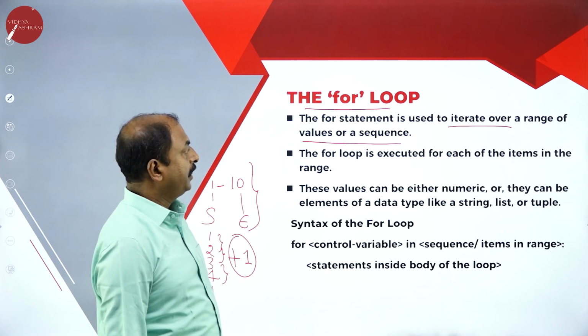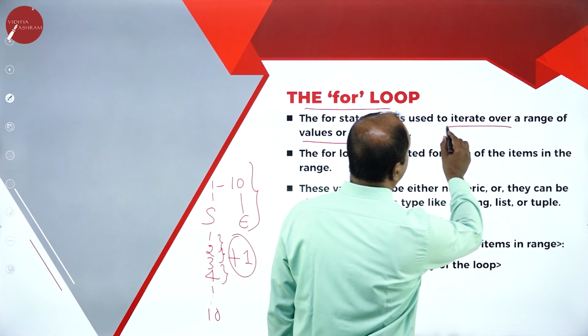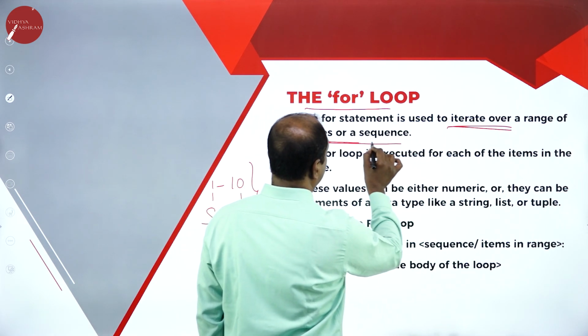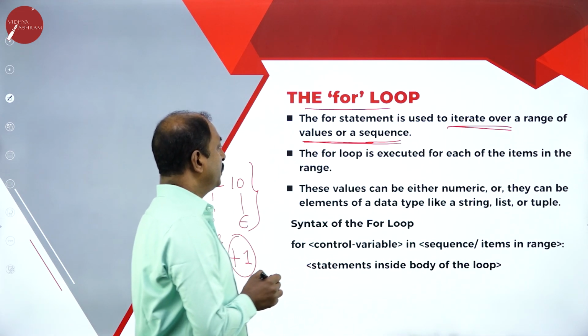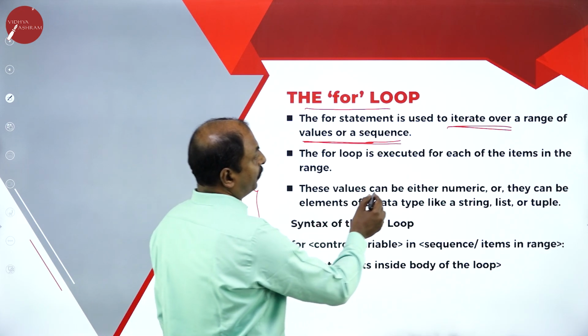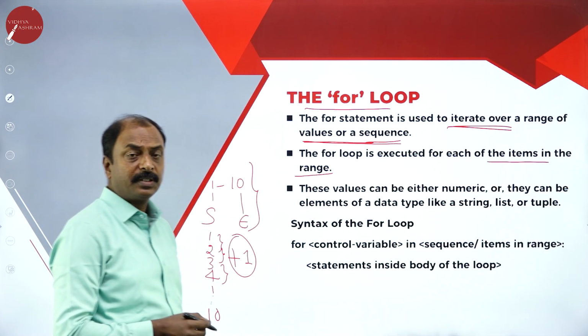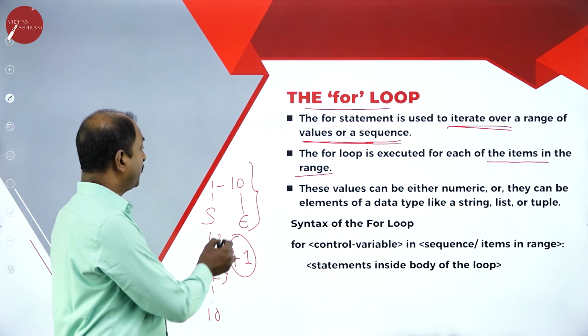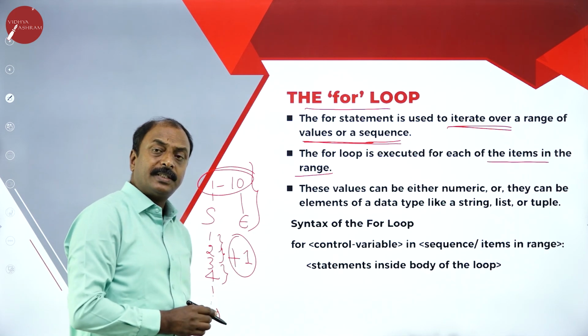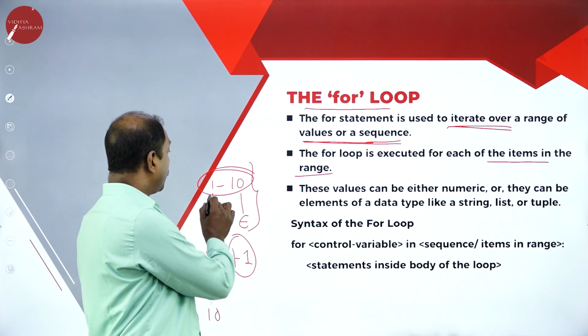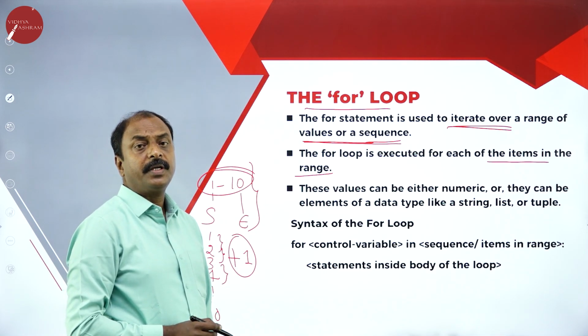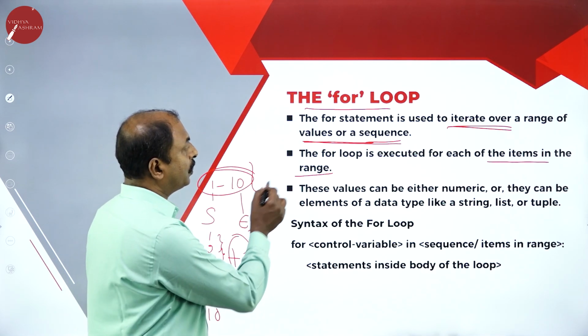Similarly, with the for statement you iterate over a range of values or a sequence. Here the for loop is executed for each item in the range. Suppose if I talk about the meaning of range here: in the example, if I say 1 to 10, that is the range. From starting number 1, last number is 10, between 1 to 10 is the range of numbers.